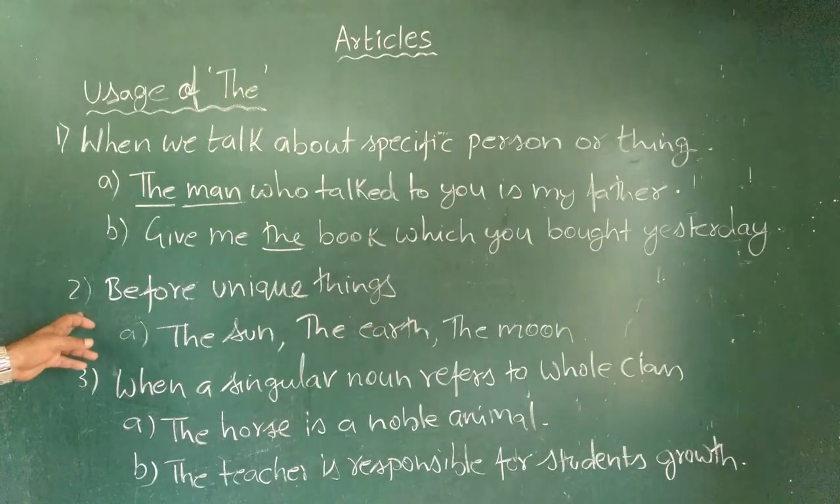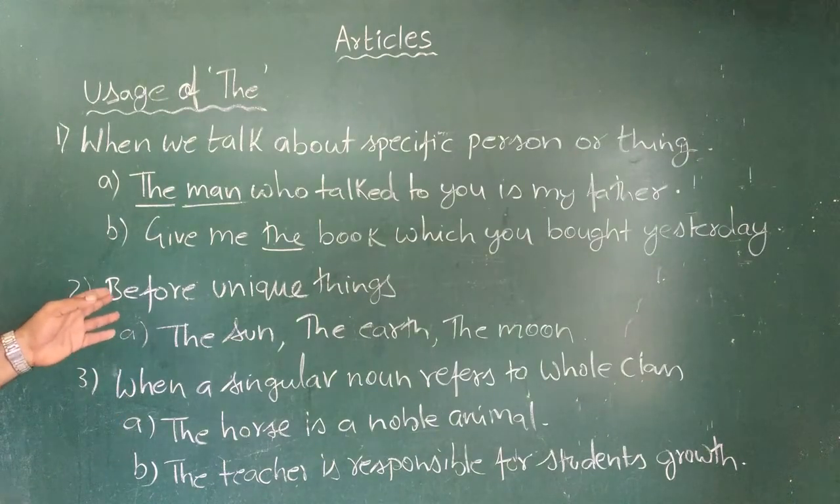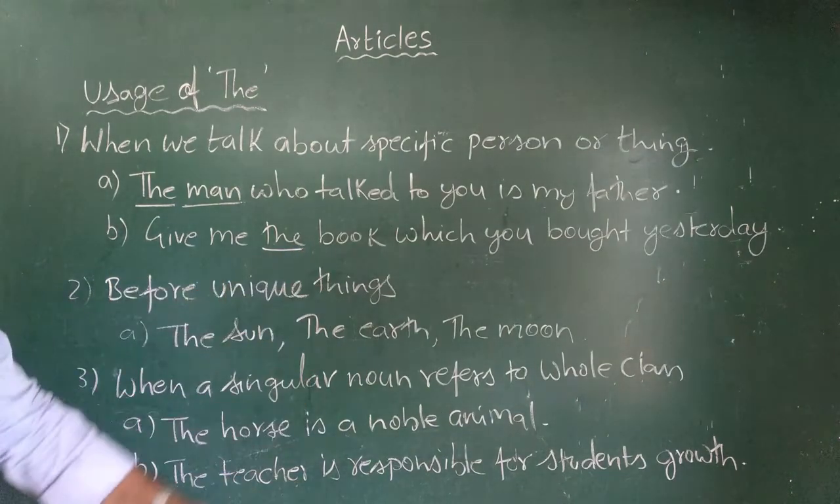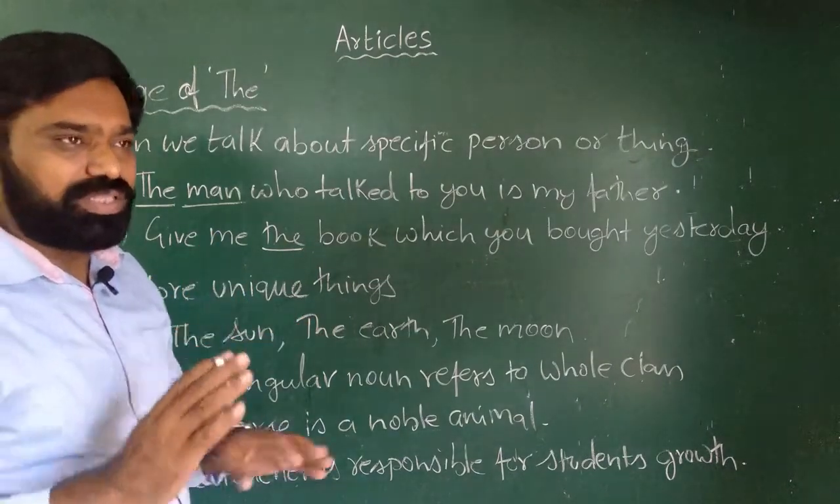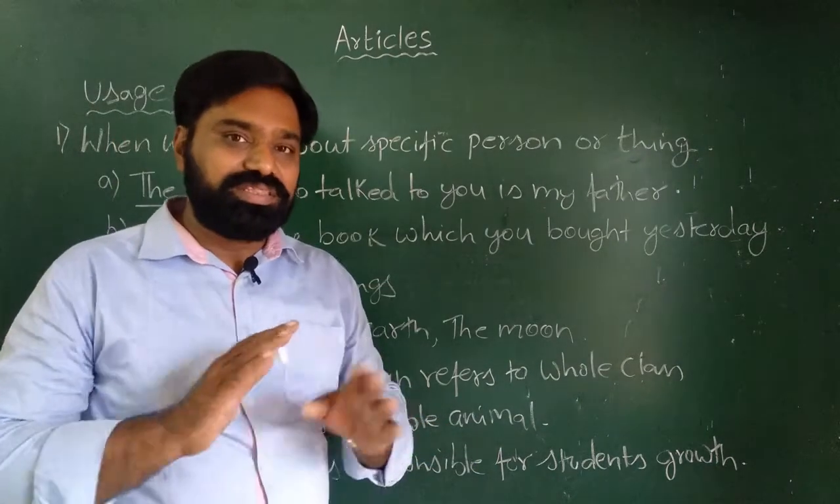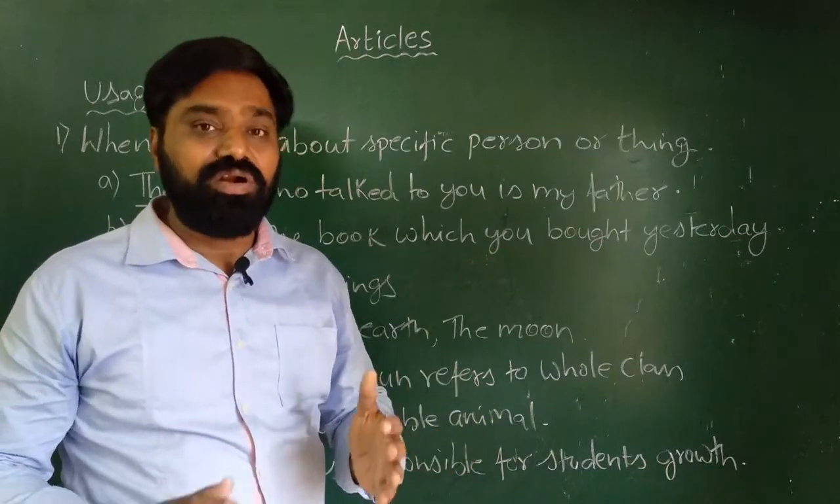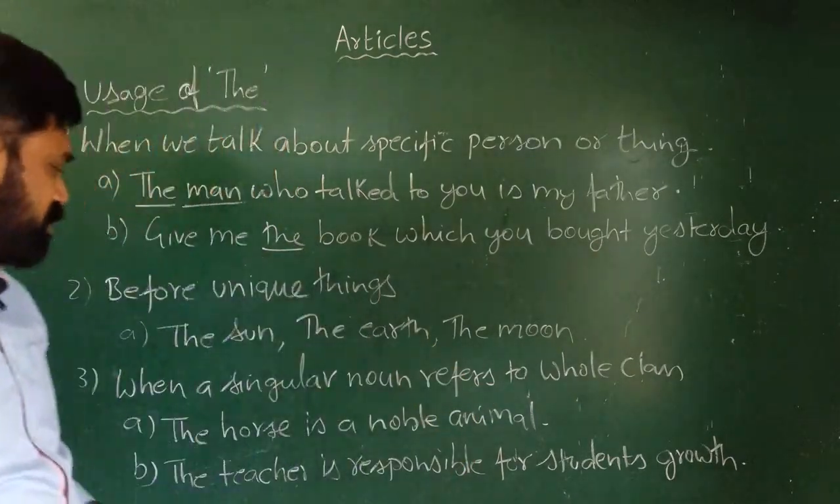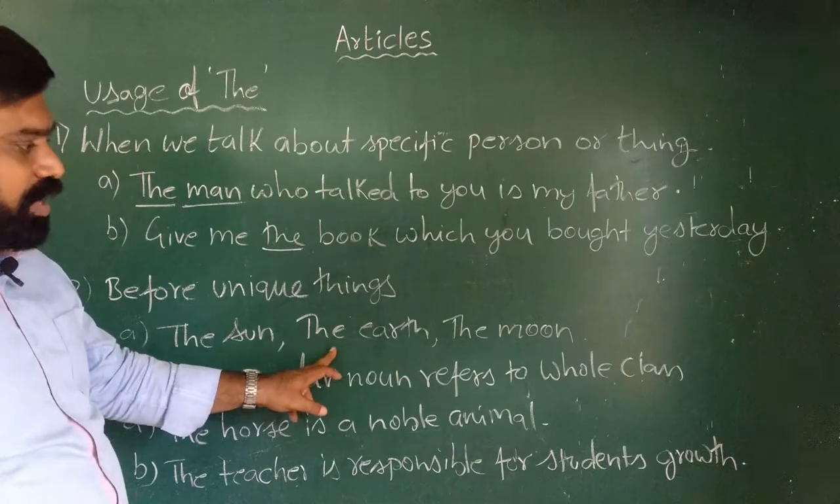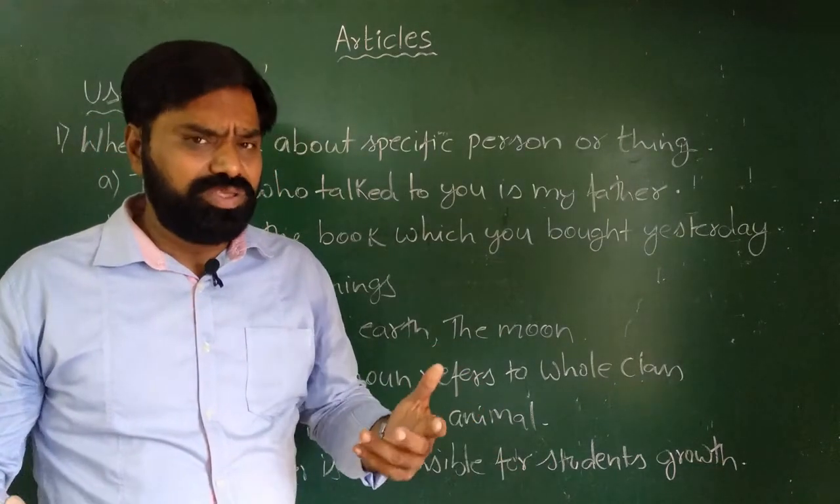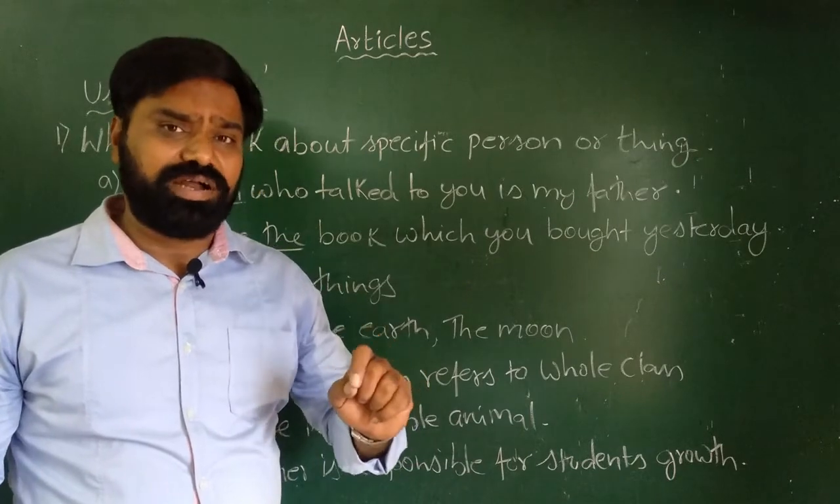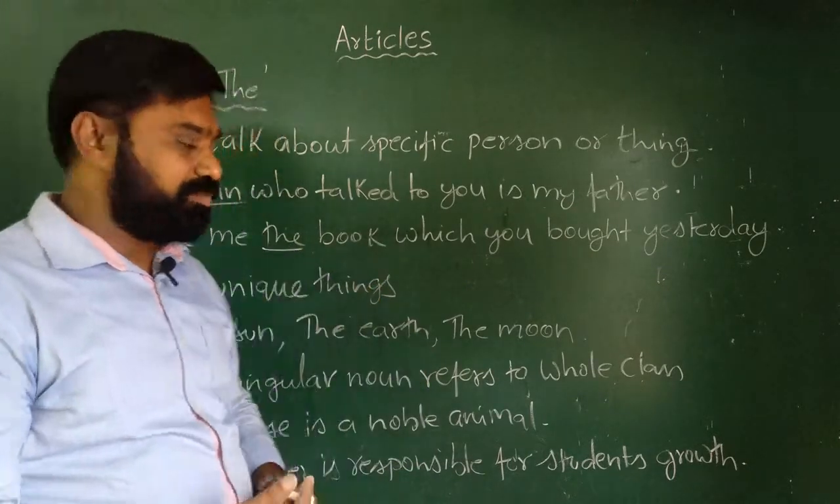Then the second rule, a very common one: we use the article the before unique things which are one of their own kind. There is no other substitute for it, or there is nothing else like that. They are called unique things. For example, the sun, the earth, the moon, the solar system. These are all unique, so we always use the article the before them.